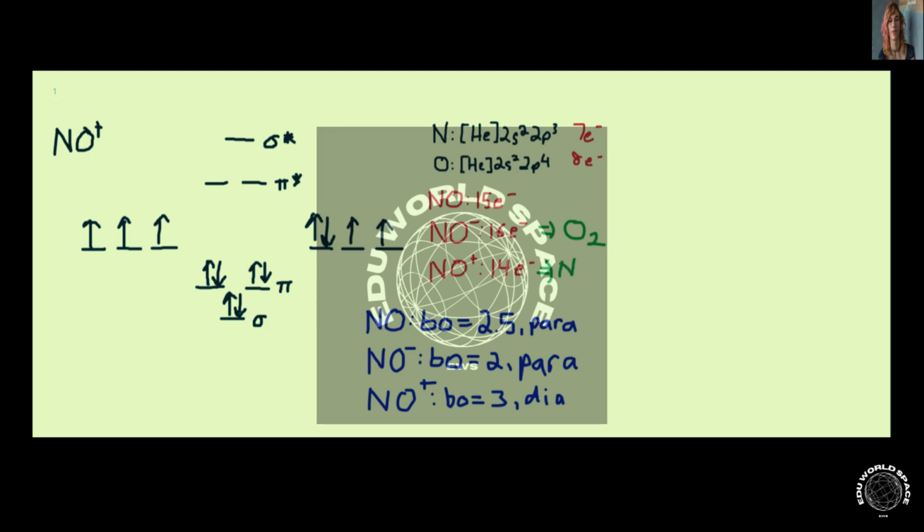So the molecule that's going to be isoelectronic to NO+ is going to be N2.